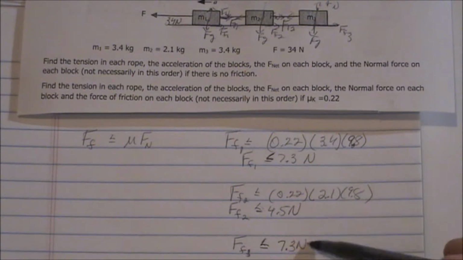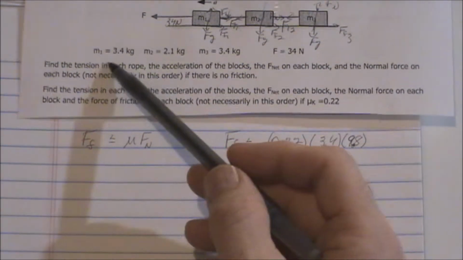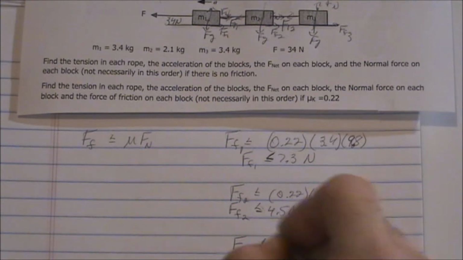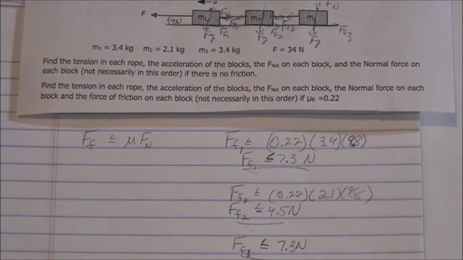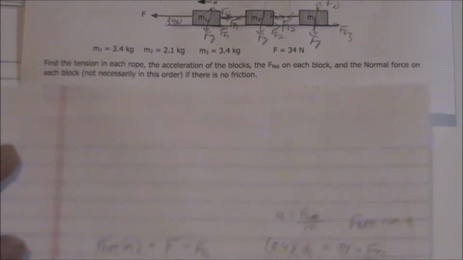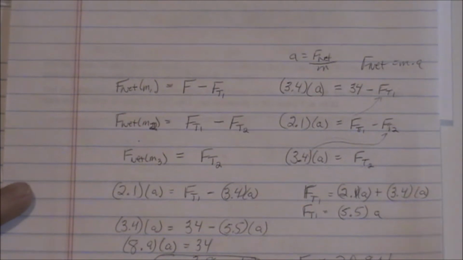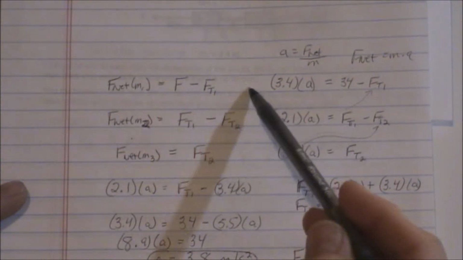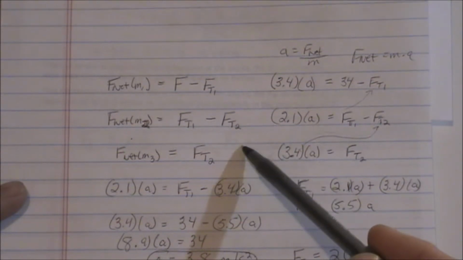Both of these are going to be 7.3 newtons because both of these objects had the same mass. So now these are my forces of friction. The question is, how does that change anything that we did before with all of the net force equations? What it's going to do is add another term to these net forces.